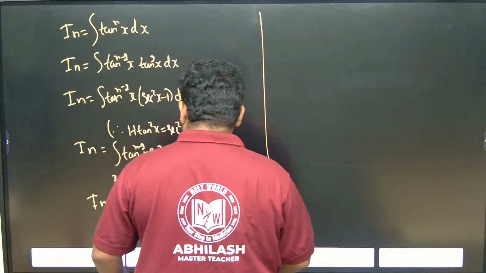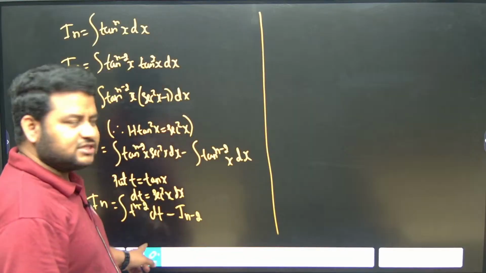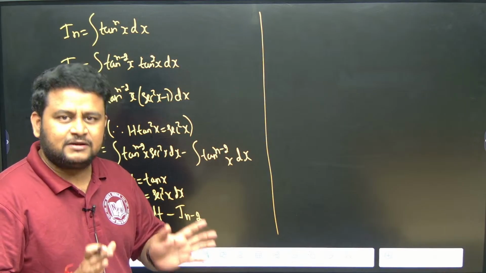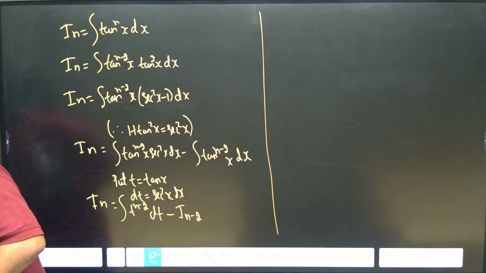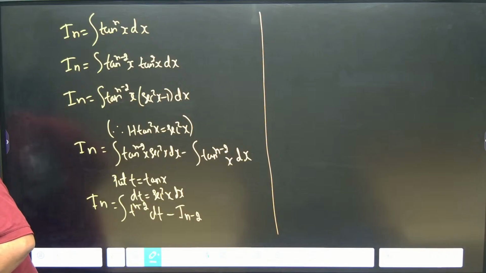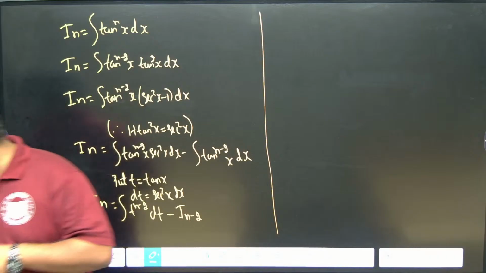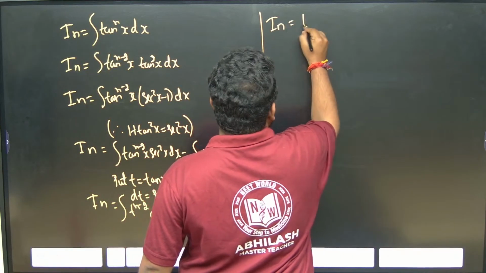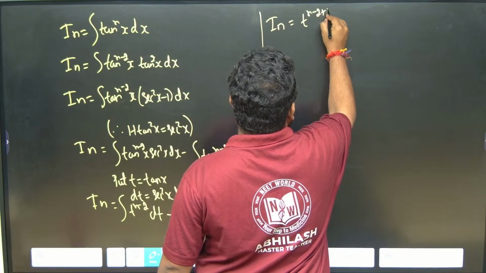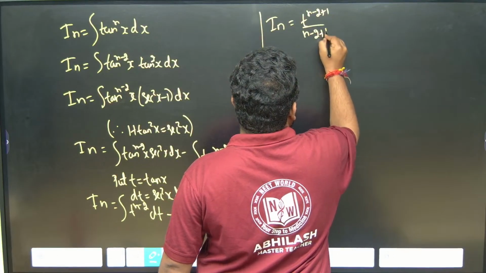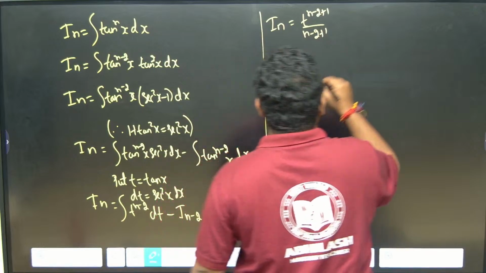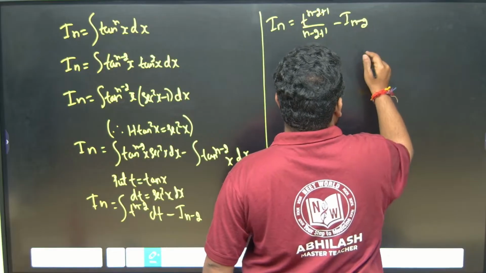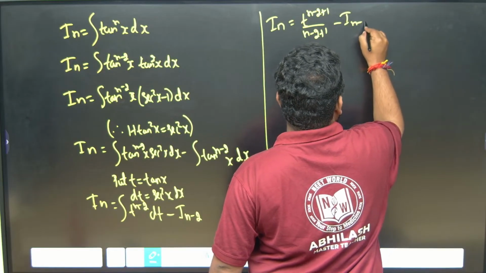Now see here, t^(n-2) dt is of the form integral of x^n, which is x^(n+1) by n plus 1. So what will I get? I_n will be equal to t^(n-2+1) by (n-2+1), minus I_(n-2). This is what I'll be having.